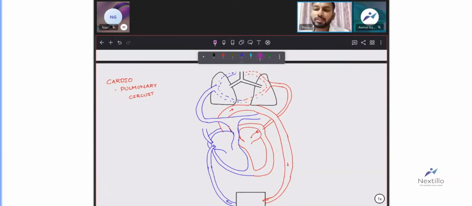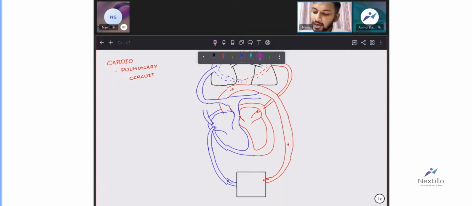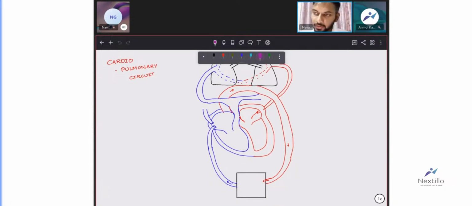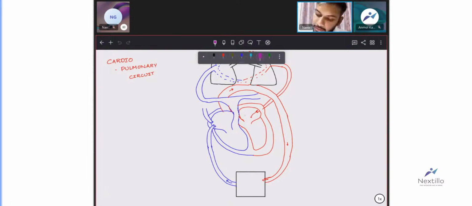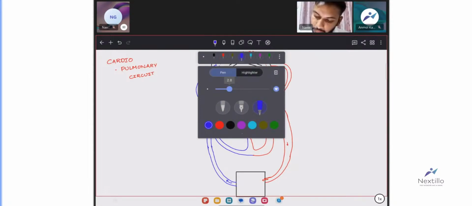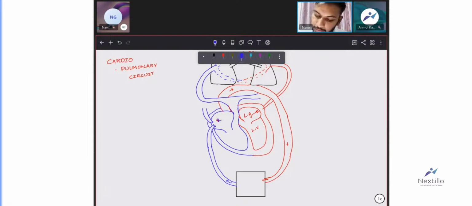Now, before starting the symptomatology, we need to understand the circulation of the heart. Yes, how the heart is circulating blood to all parts of our body. Let's start anywhere in the diagram. Yes, we'll start from here. This is left atrium. This is left ventricle. This is right atrium. And this one is right ventricle.